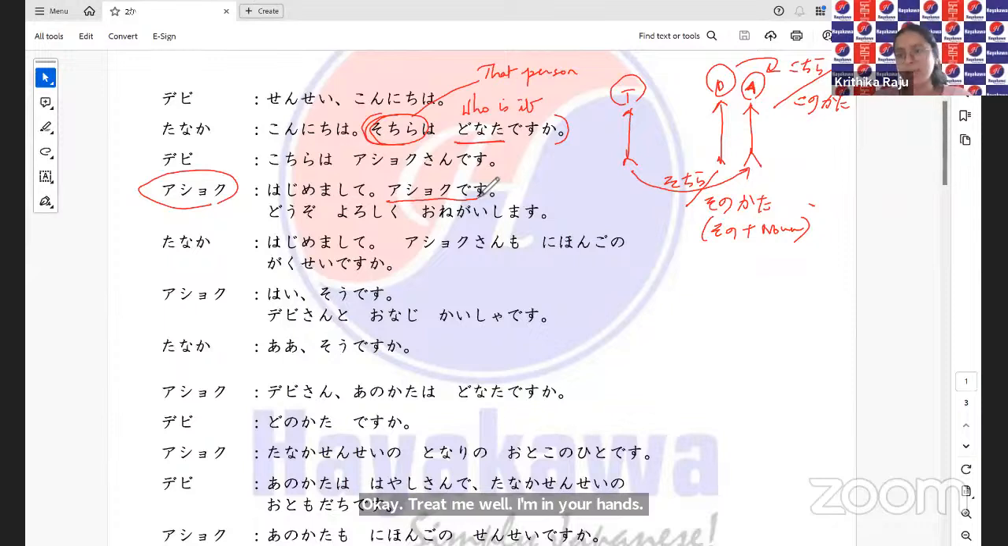Now Tanaka responds to his greeting, his introduction. What does she say? Hajime mashite. Tanaka desu. Ashok-san mo Nihongo no gakusei desu ka? So in response to Hajime mashite, Tanaka sensei also acknowledges that it is their first time meeting. She also says hajime mashite back. And then she asks him a question. Ashok-san mo. What is mo? Also.